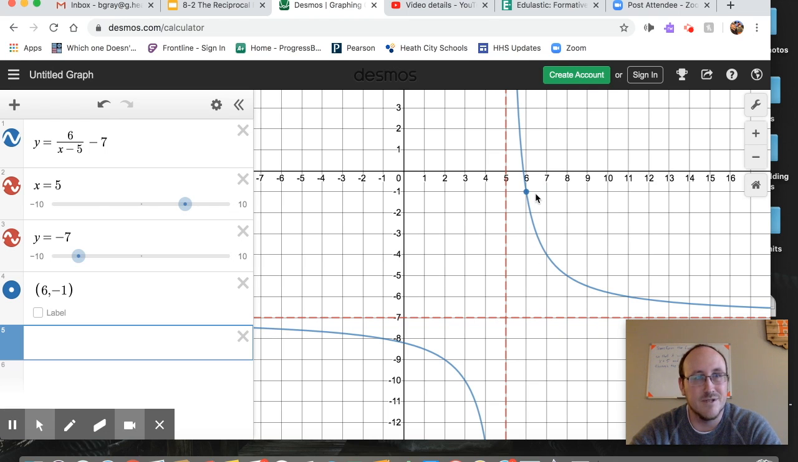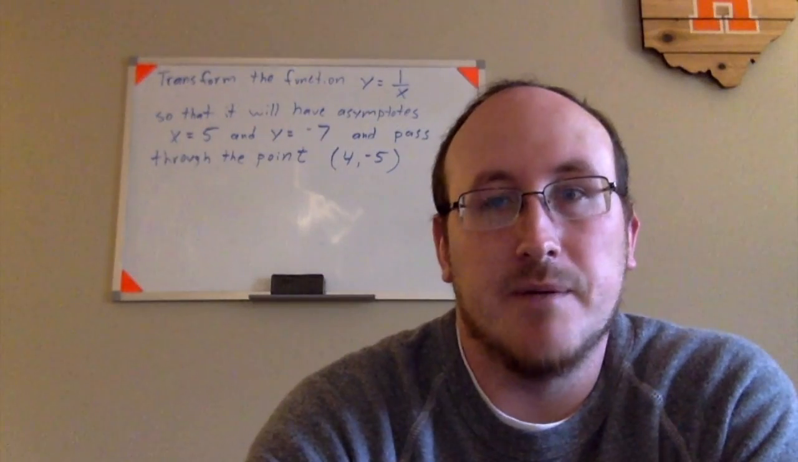So when I told you I needed to pass through 6, negative 1, I was actually telling you that you need to stretch this function that I had given you, y equals 3 over x, vertically by a factor of 2 to make it y equals 6 over x, and then perform these other transformations to it as well. So that's kind of how that would work. So let's take a look at this problem now.